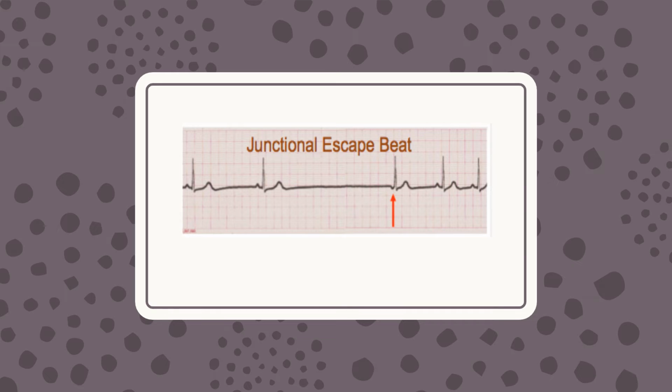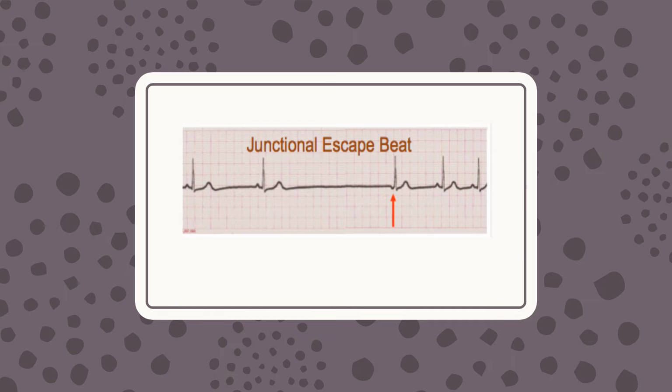So in other words, the SA node is going along and firing at its normal rate, and then for whatever reason, we'll talk about different reasons, let's say we get a huge vagal stimulation that impacts the SA node, and the SA node just does not fire in a timely manner. Then the AV junction is going to come in and take over the pacemaker firing of the heart, and it's going to do that with a junctional escape beat initially.